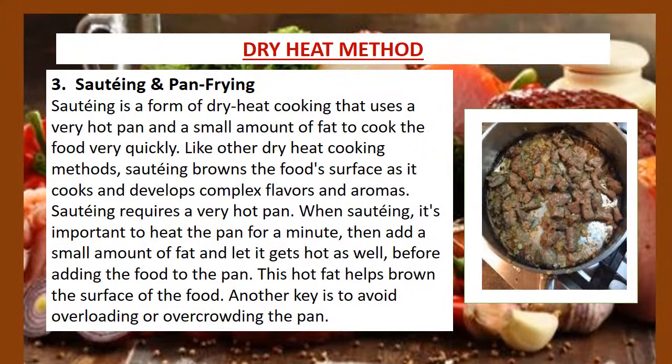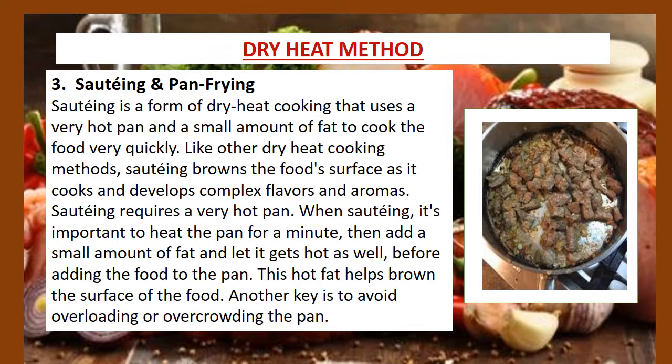Number 3 is the sautéing and pan frying. Sautéing is a form of dry heat cooking that uses a very hot pan and a small amount of fat to cook the food very quickly. Like other dry heat cooking methods, sautéing browns the food surface as it cooks and develops complex flavors and aromas.